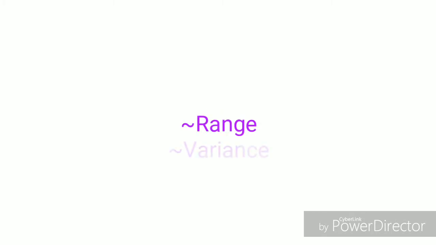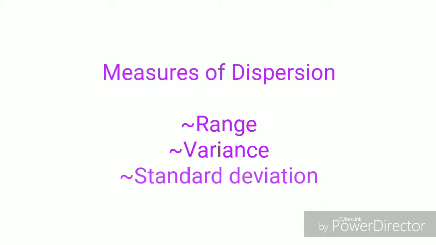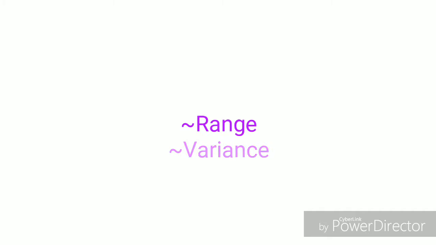Measures of dispersion or variation are numerical values that indicate the variability of a set of data. The data are widely scattered when the dispersion is large. Range is the simplest measure of variation, but the most commonly used measures are variance and standard deviation.